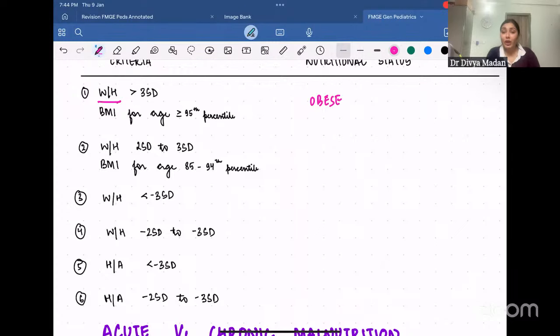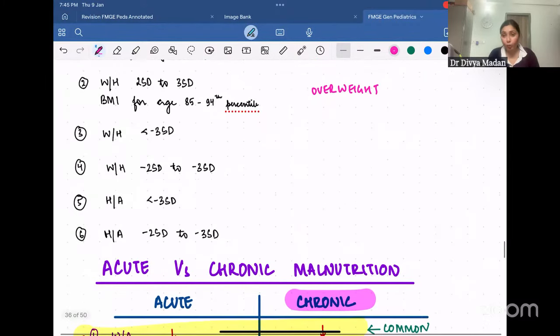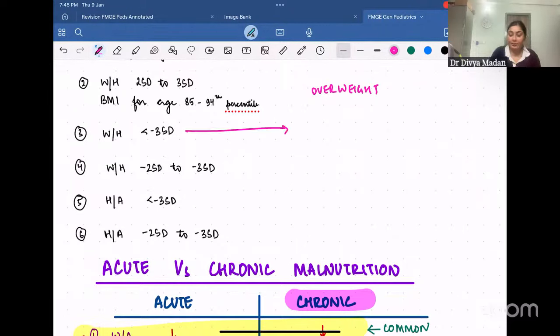But if the weight for height is in between two standard deviation to three standard deviation, then this is abnormal, not severely abnormal. So this child will be overweight. Right? Now the weight for the height, if I say, is below minus three standard deviation. So this child will be severely wasted. Right?